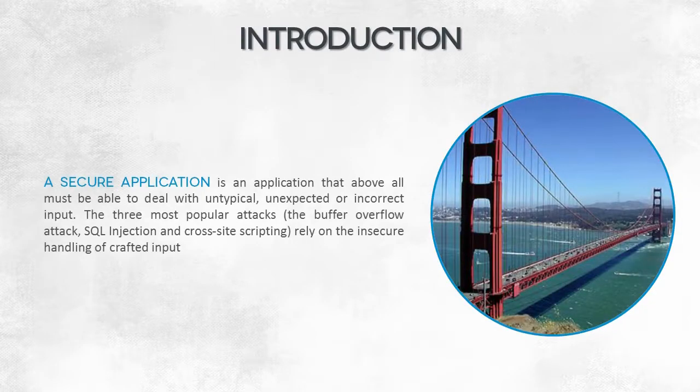To start off, a secure application is an application that above all must be able to deal with atypical, unexpected, or incorrect input efficiently. The most common types of attacks, including buffer overflow, SQL injection, or HTML cross-site scripting, rely on the insecure input handling of non-typical, incorrect, or specially crafted input. How did this problem come about?